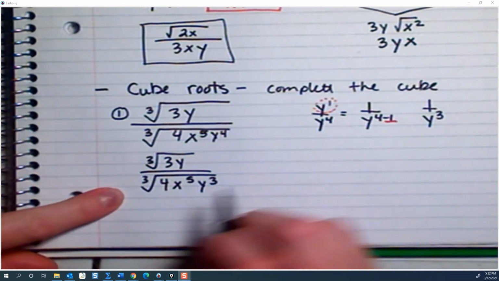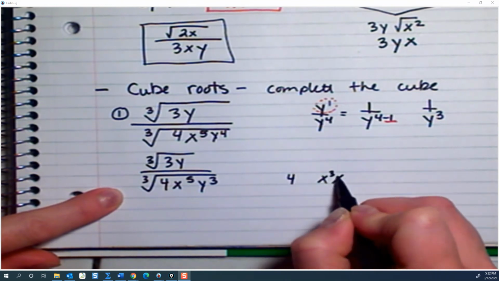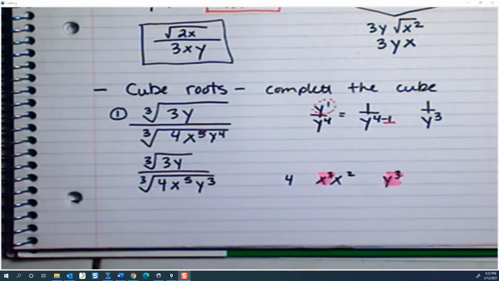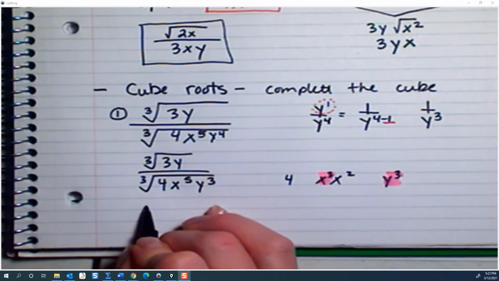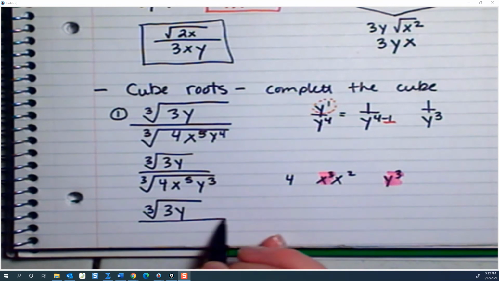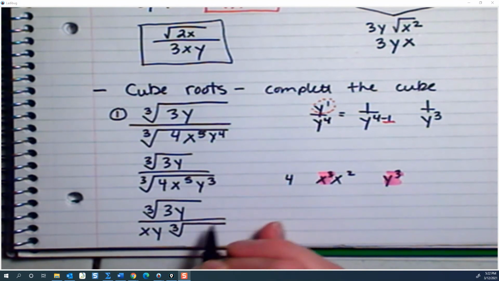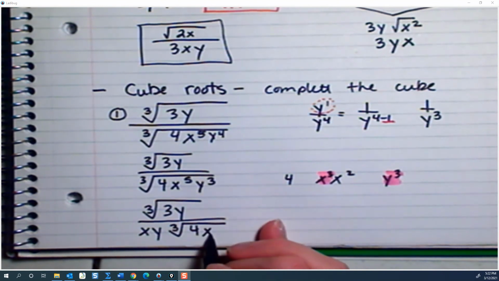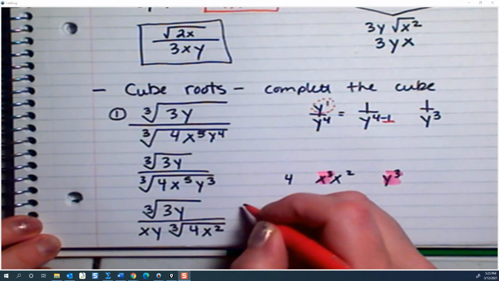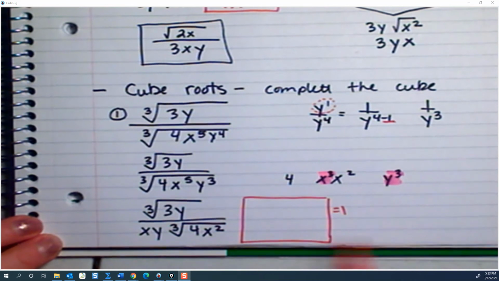And now what I'm doing is I'm looking for my perfect cubes. Okay, x cubed, x squared, and y cubed. All right, so these 2 pieces are my perfect cubes. So let's go ahead and simplify that. Cube root 3y over xy cube root 4x squared.